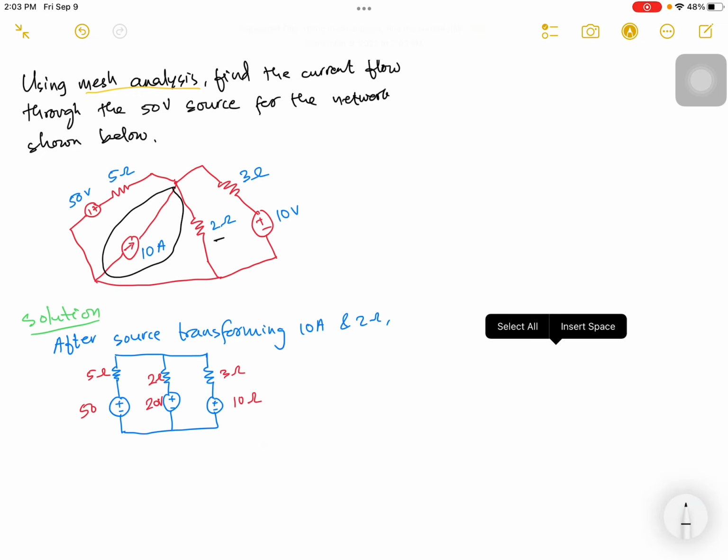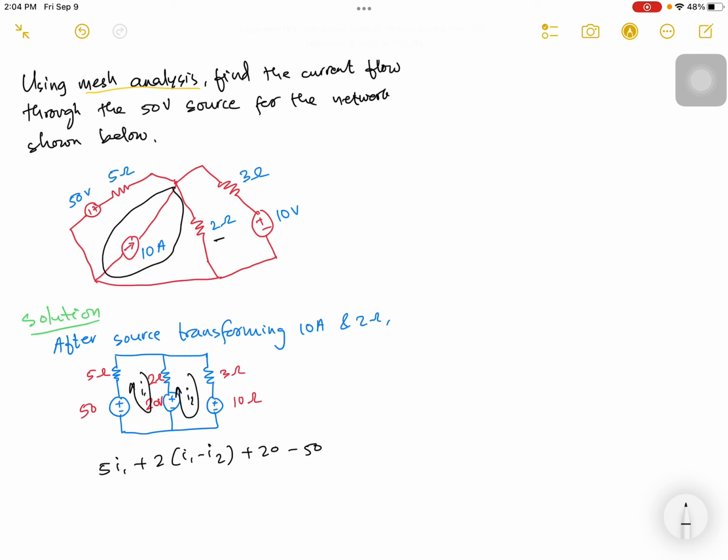And then after this, I can apply the mesh analysis, and I'm assuming the mesh current I1 and the mesh current I2. So at mesh 1, which is at the current I1, you have 5 of I1 plus 2 of (I1 minus I2) plus 20 minus 50 should be equal to 0. This is as per the KVL. So which means now you will have 7 I1 minus 2 I2 is equal to 30. So this one will be our first equation.